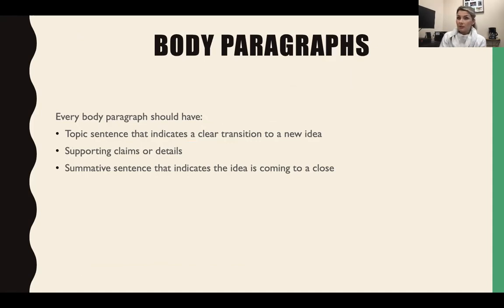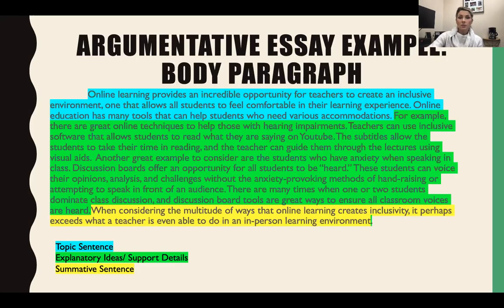So then the next part of an essay, those are your body paragraphs, okay? And each body paragraph should have three things: a topic sentence that indicates a clear transition to a new idea, supporting claims or details for that topic sentence, and a summative sentence that indicates that this idea is coming to a close.